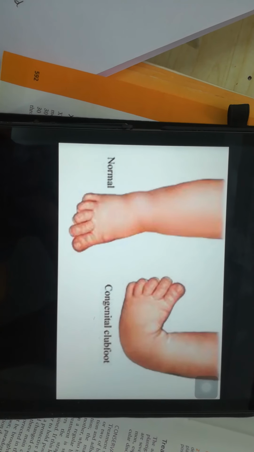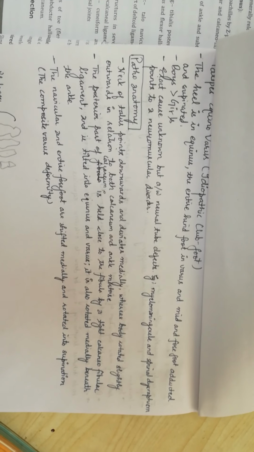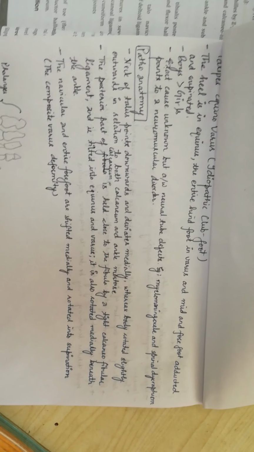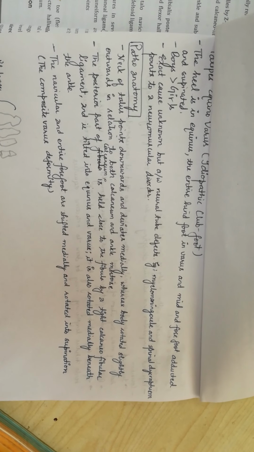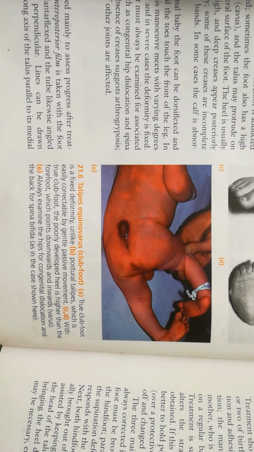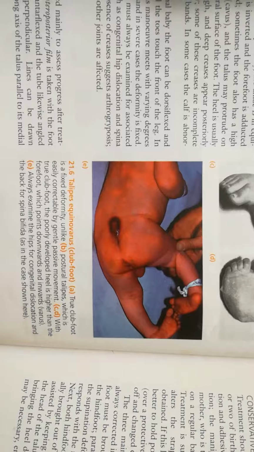So this is another view. It is seen mostly in boys than in girls. We don't know exactly why it is caused, but it is associated with neural tube defects like myelomeningocele. Here is the neural tube defect as well as the clubfoot.